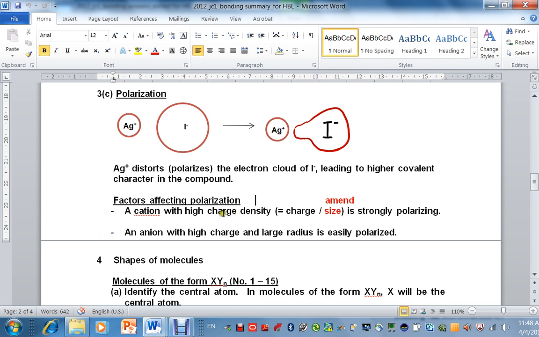Basically, charge density tells you how concentrated the charge is. For example, you can have two cations with the same charge, but the cation that is smaller will have more concentrated charge. The charge is actually more concentrated in the smaller cation, so we say that it has a higher charge density. Obviously a cation with a charge that's more concentrated can attract the electrons of the anion more strongly. So as a result, it's more strongly polarizing.